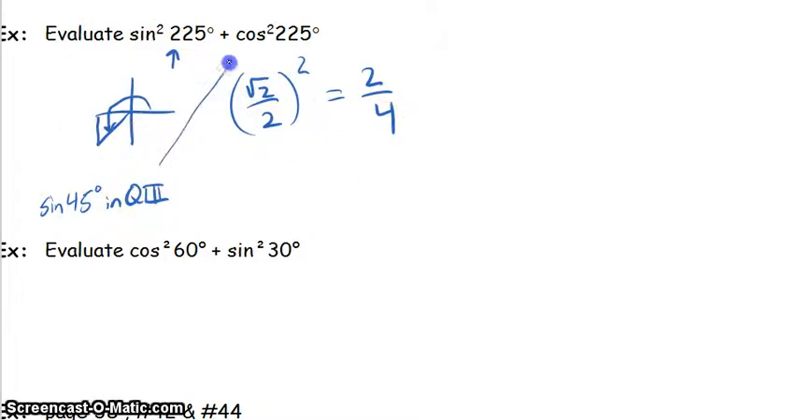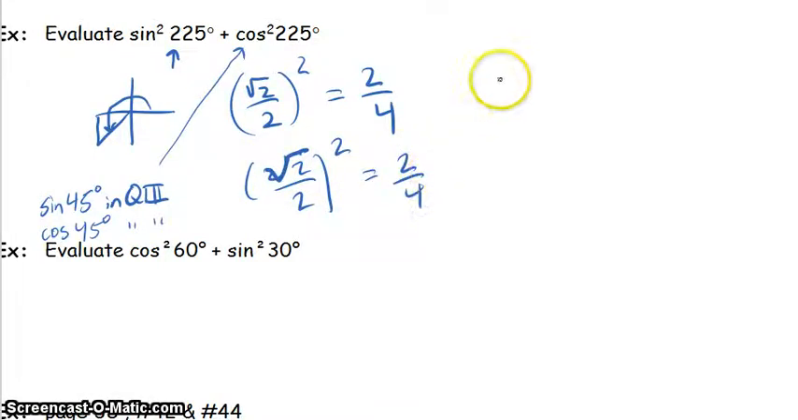Now I got to do the exact same thing with this one. The cosine squared of 225 degrees is like saying I want the cosine of 45 degrees in quadrant 3. Well, the cosine is exactly the same thing. So I'm taking 2/4 or a half plus another 2/4 or another half, and I get 1.